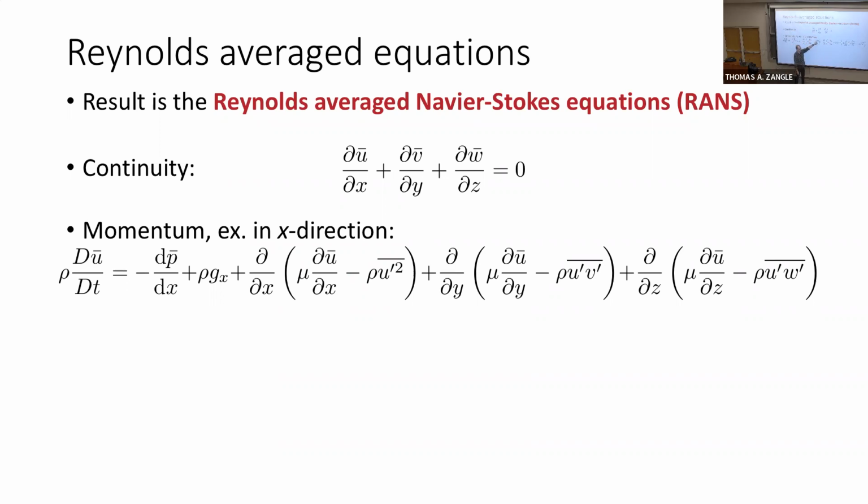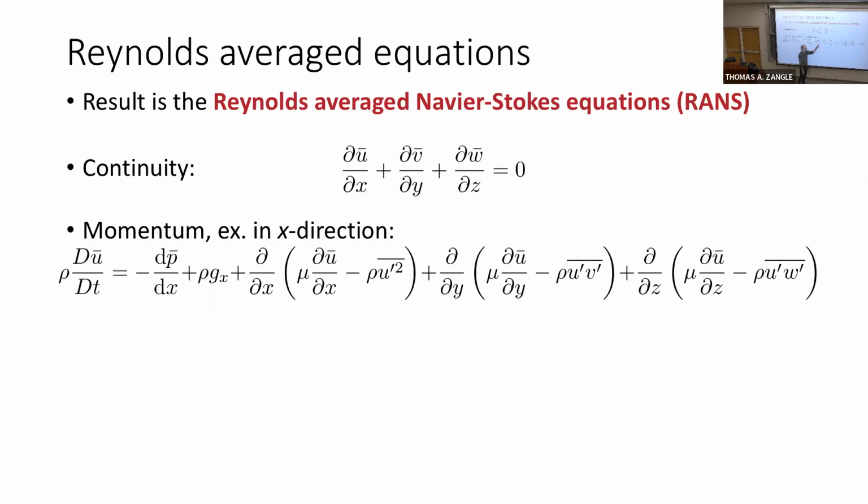Minus rho times the mean of u prime squared. That's a problem, but that's something we have to deal with. d/dy of mu du bar/dy, plus this term: rho times the mean of u prime v prime. Same thing, we have another fluctuating component now. So our Reynolds averaging operation resulted in a set of equations in terms of our average velocities and pressures, as well as the time average of something about the fluctuations.